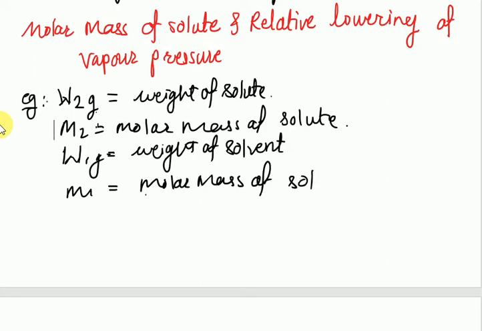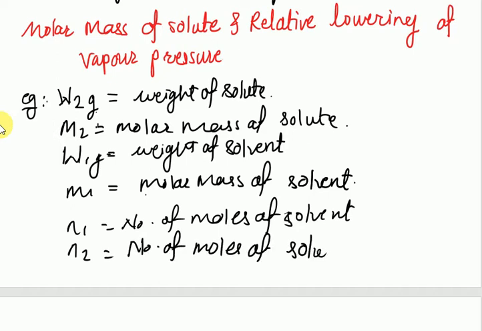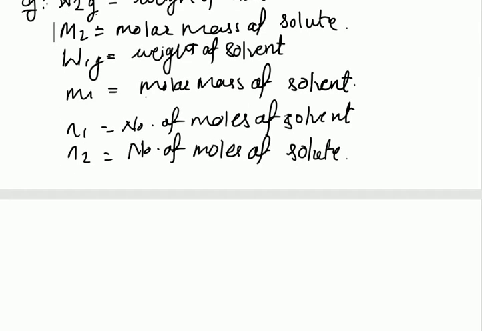Okay, so we get the solution. Hence, n1 is the number of moles of solvent, and n2 will be the number of moles of solute here. Then we can write the number of moles of solute and solvent as we know the formula: the number of moles of solvent n1 is equal to the weight of solvent upon its molar mass, and the number of moles of solute, that is n2, is equal to the weight of the solute upon its molar mass, that is M2.